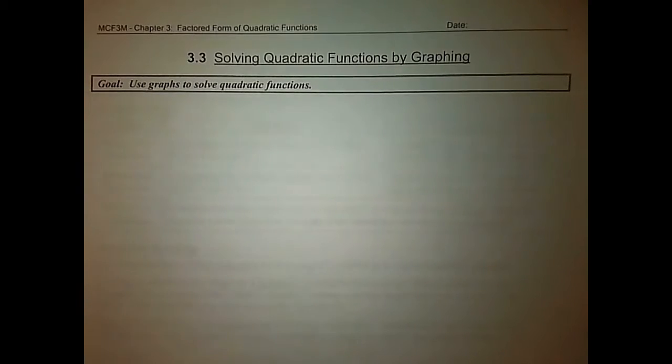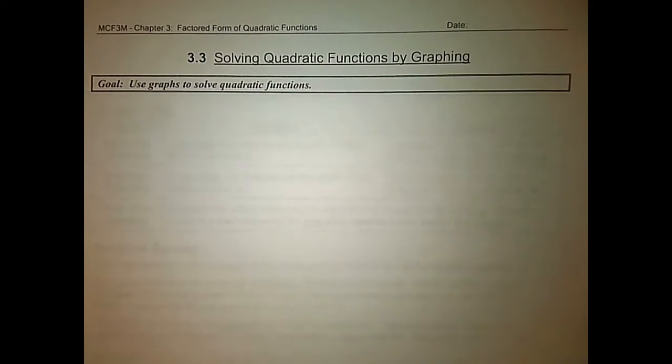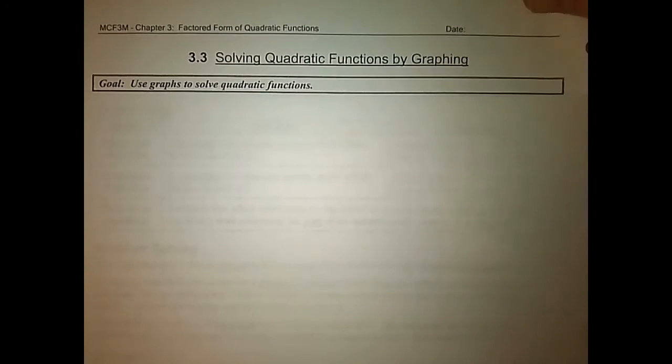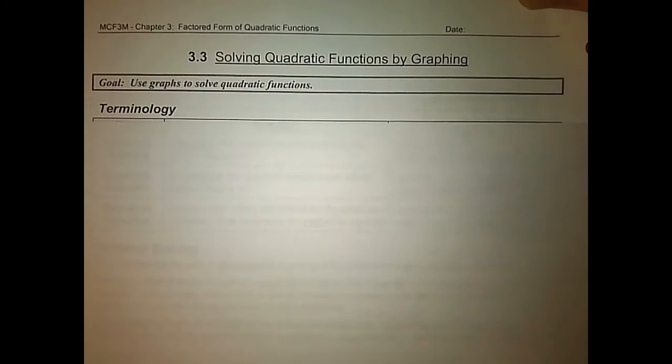Hi everybody, this is going to be our video for 3.3, solving quadratic functions by graphing. So our goal is to use graphs to solve quadratic functions. Before we get to that, we have to learn some terminology, more like review terminology though.